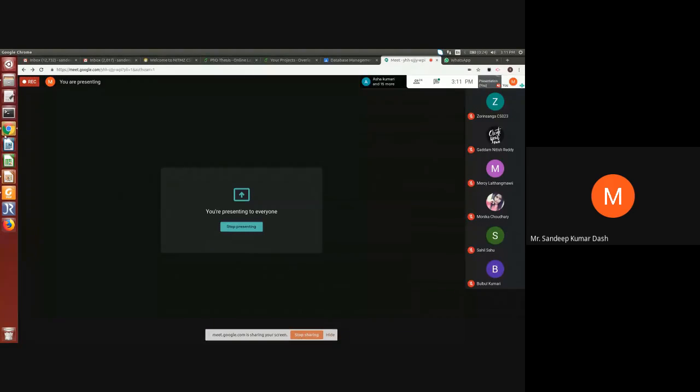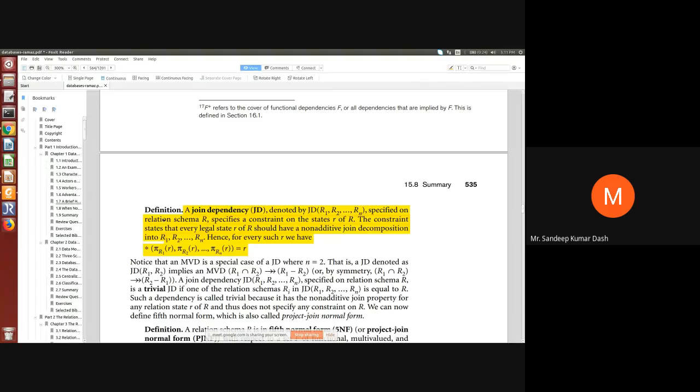So the definition of join dependency is this: if you divide a table into multiple relations, then when you combine them, you should get the original relation back. That means if you have a relation R, and R is broken down into R1, R2 up to Rn, n number of relations, then when you join them into a single relation, that relation should be the same as the original one. It should not have any additional data in it.